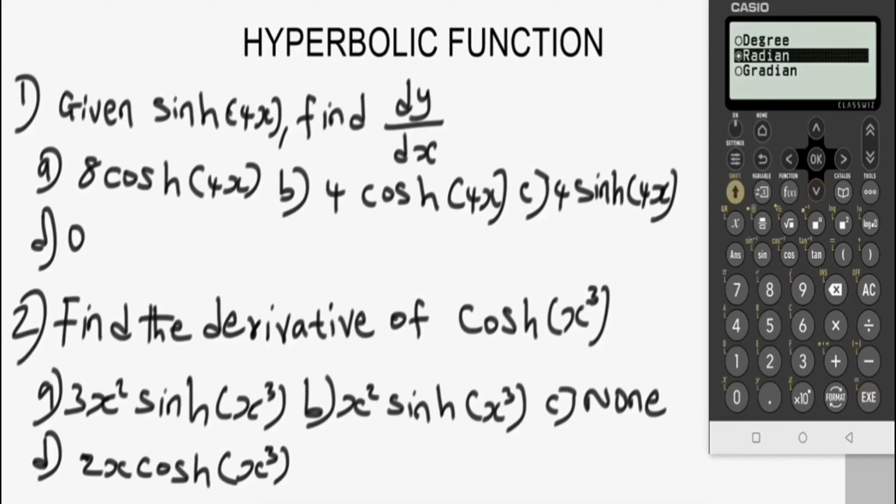So the calculator is now in radian. Once you press the Execute button, let's go back. It's now in radian. If you check carefully, you see this capital letter R on top of the calculator. This shows radian. Okay, so we are good to go.